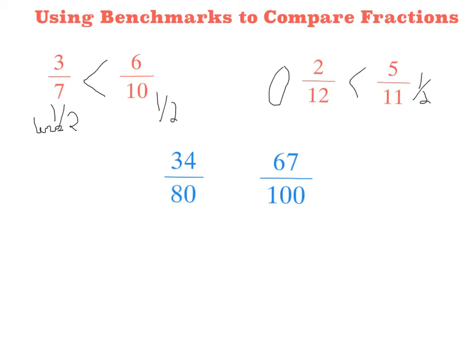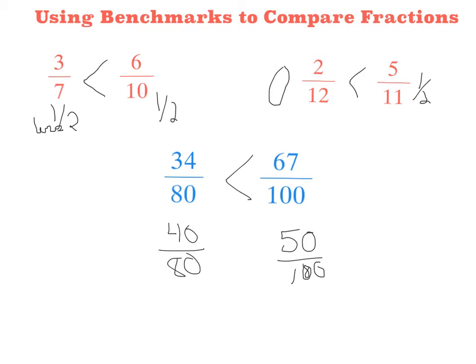And then we have 34/80 and 67/100. So if I'm looking at those, once again, I'm thinking about those halves. So if I wanted to make a half out of the 80, that would give me 40. So 40/80 would be half. So I know 34/80 is less. And then if I look over at the 100, 50/100 would be half. Well, I have more than half. So I know that 67/100 would be greater than.